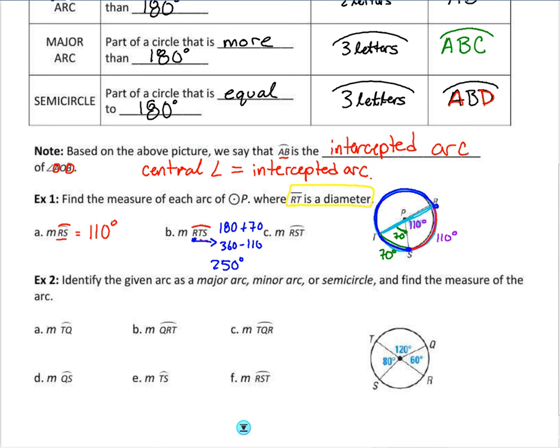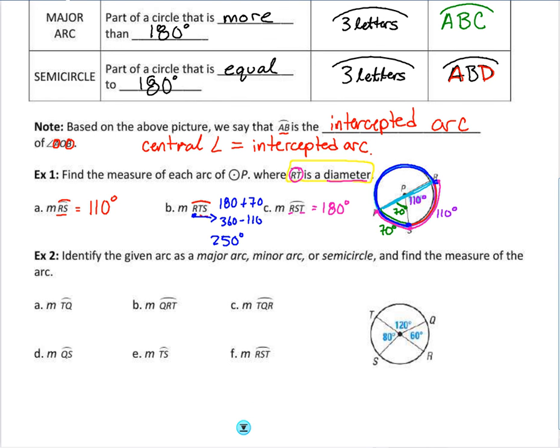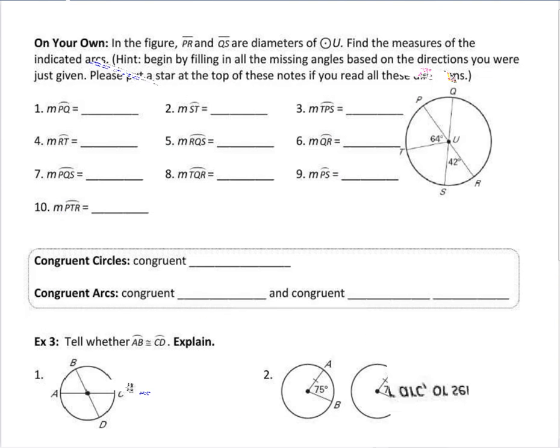R to S to T. So I'm going to start here, I'm going to go the shortest distance to R, and then to T right there. Since R and T, those two letters, are my diameter, then I know that this is going to be a semicircle of 180 degrees. So, knowing what we know about major arcs, minor arcs, and semicircles, go ahead and try example 2. Check it with the key in the notes on the website, as well as go ahead and flip over to your own practice and try those problems as well.